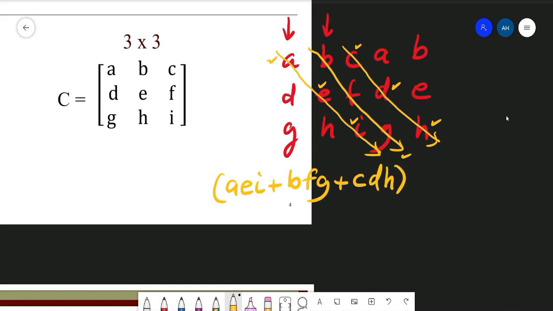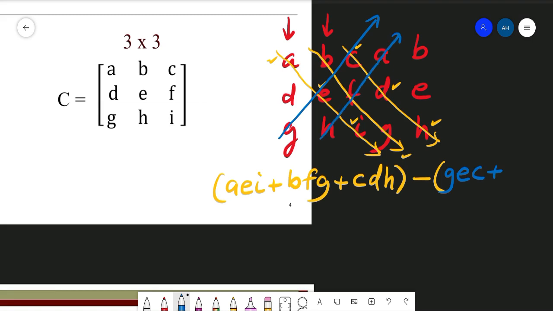Then we have to subtract the numbers on this arrow. This is the first arrow. That is, we multiply g, multiplied by e, and multiplied by c. Then we add with the number on this arrow.